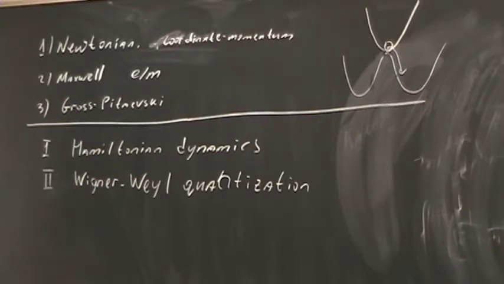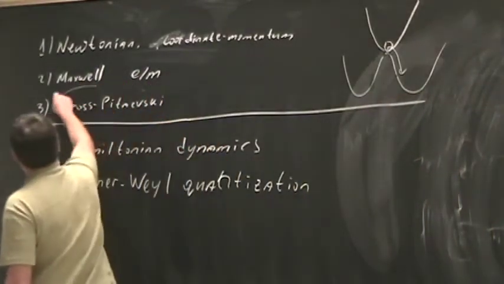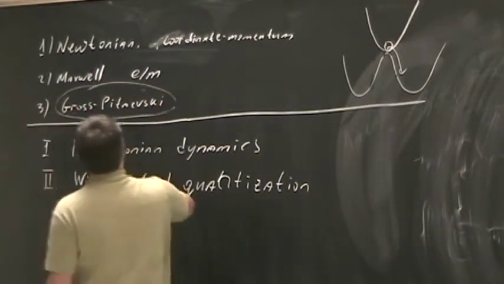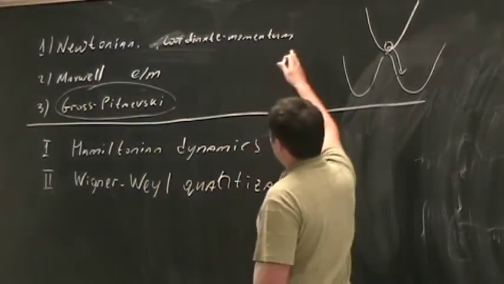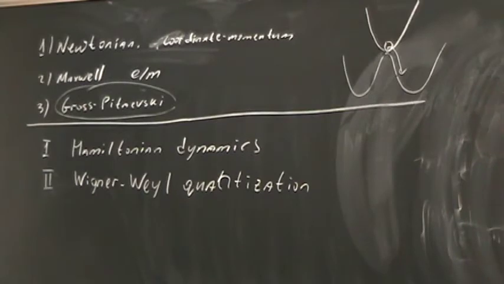In particular, I will focus on two limits: the wave limit, or wave picture phase space, and the coordinate-momentum picture phase space. I will also talk a little bit about spins. I didn't write it, but you know that you have classical limits for spins.